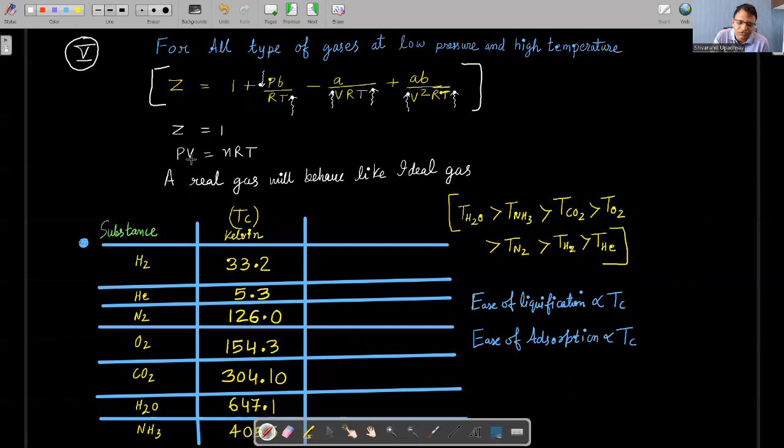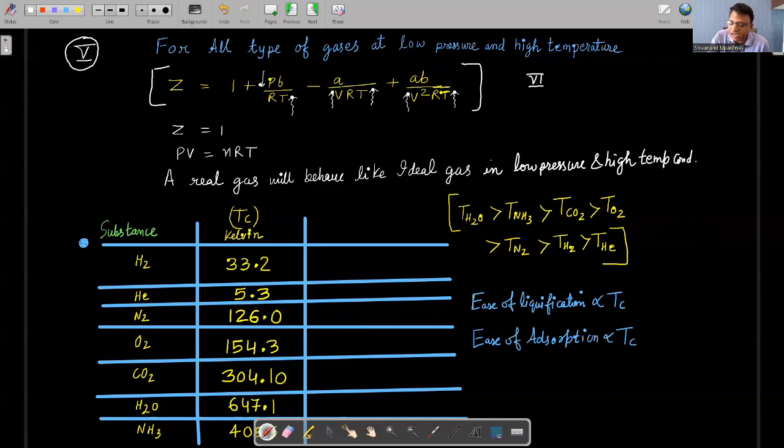So Z is equal to 1 means PV is equal to nRT. So real gas will behave like ideal gas in low pressure and high temperature condition. Low pressure and high temperature condition, right? This question is very common in exam. Another point is there, I want to discuss here, sixth point.